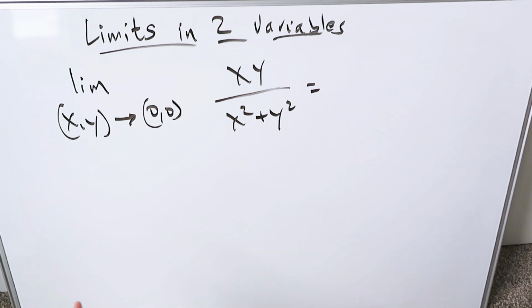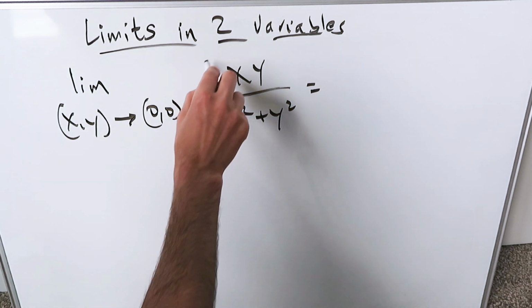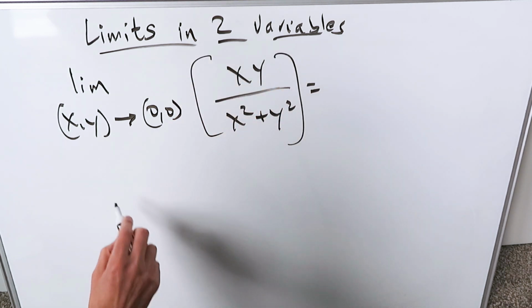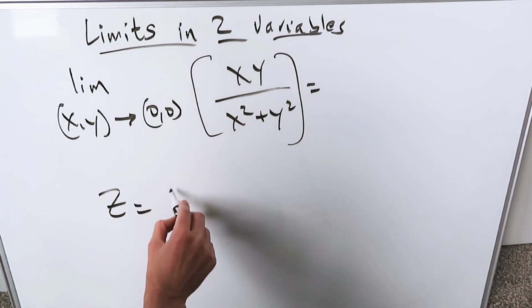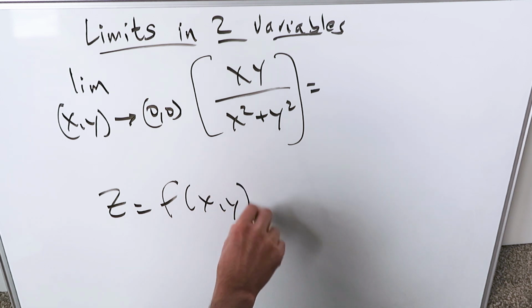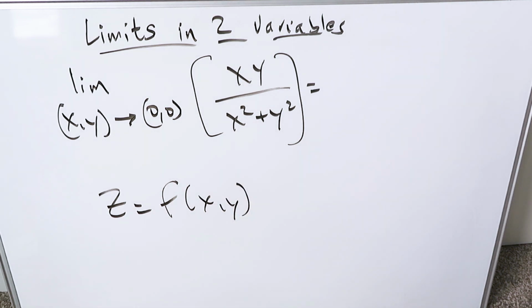Look here at this question, limit x comma y approaches 0 comma 0. I have that xy divided by x squared plus y squared. This here is our equation or our system which is being solved, which would be z is equal to a certain function in terms of x comma y. As always, you're thinking about continuity and if there's clarity or lack of ambiguity.